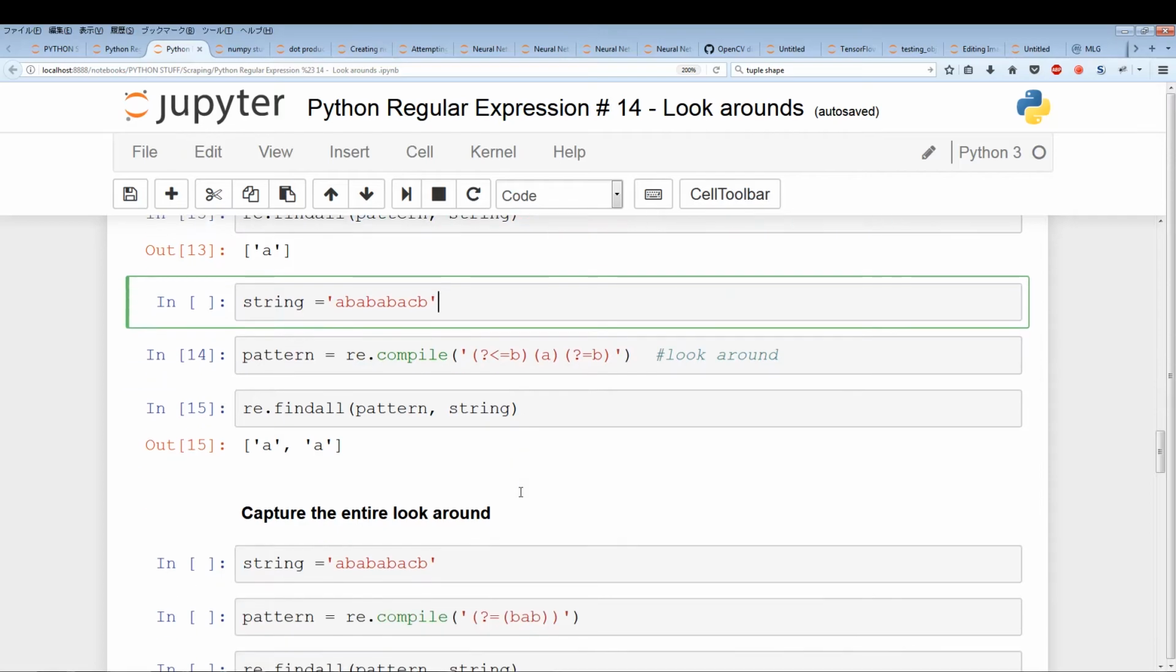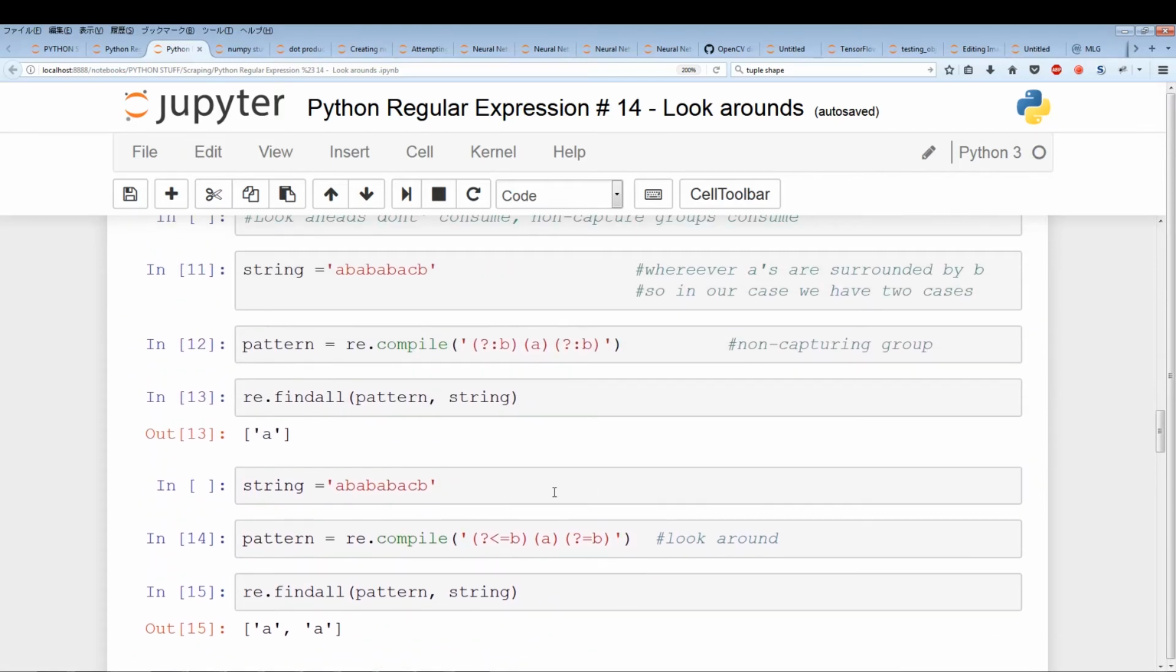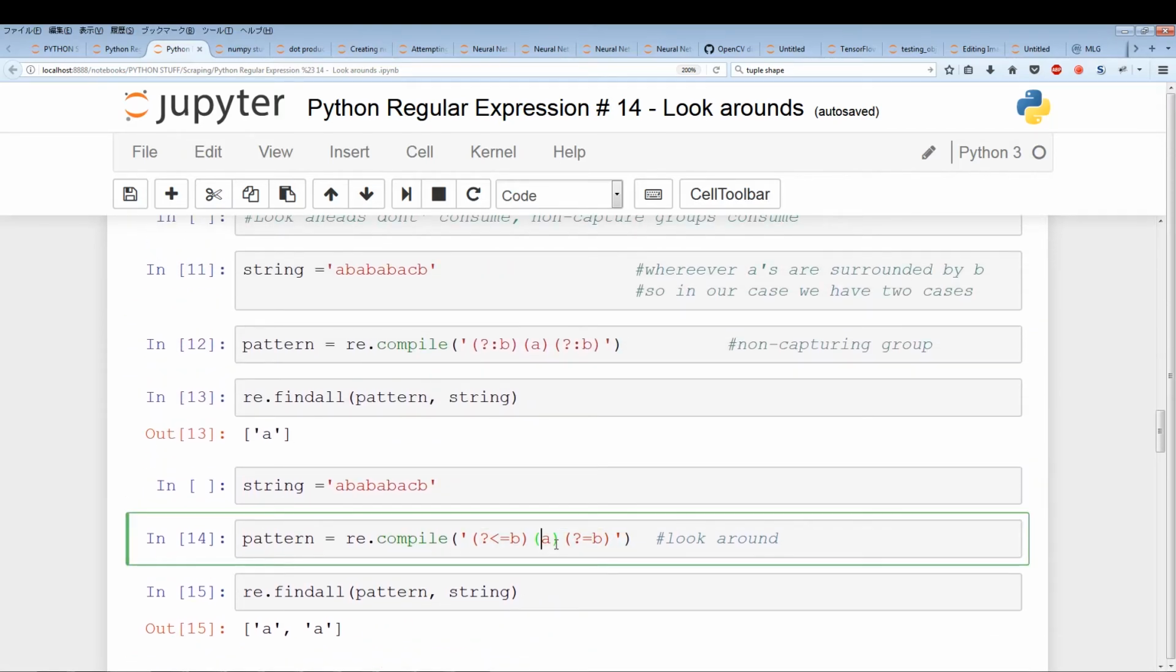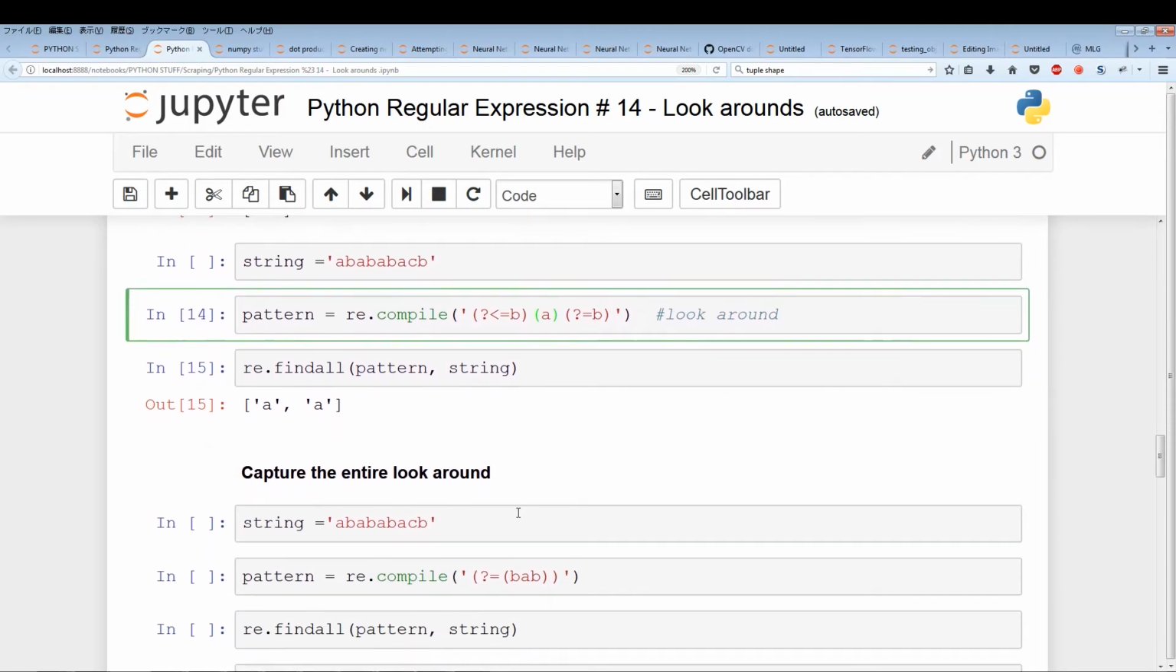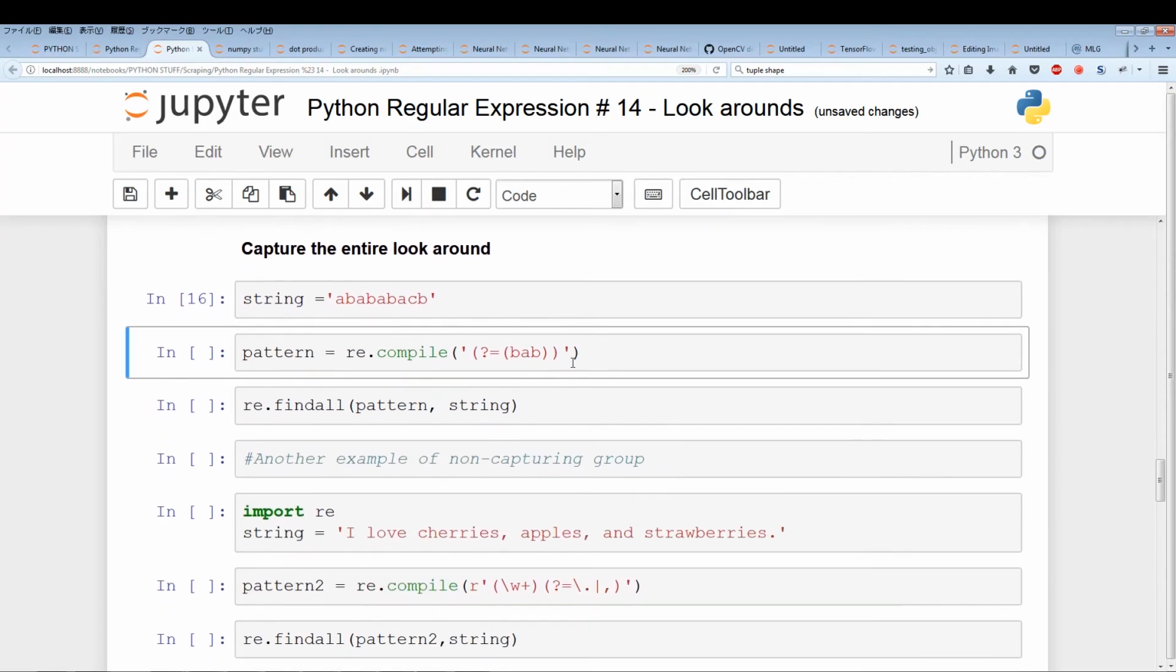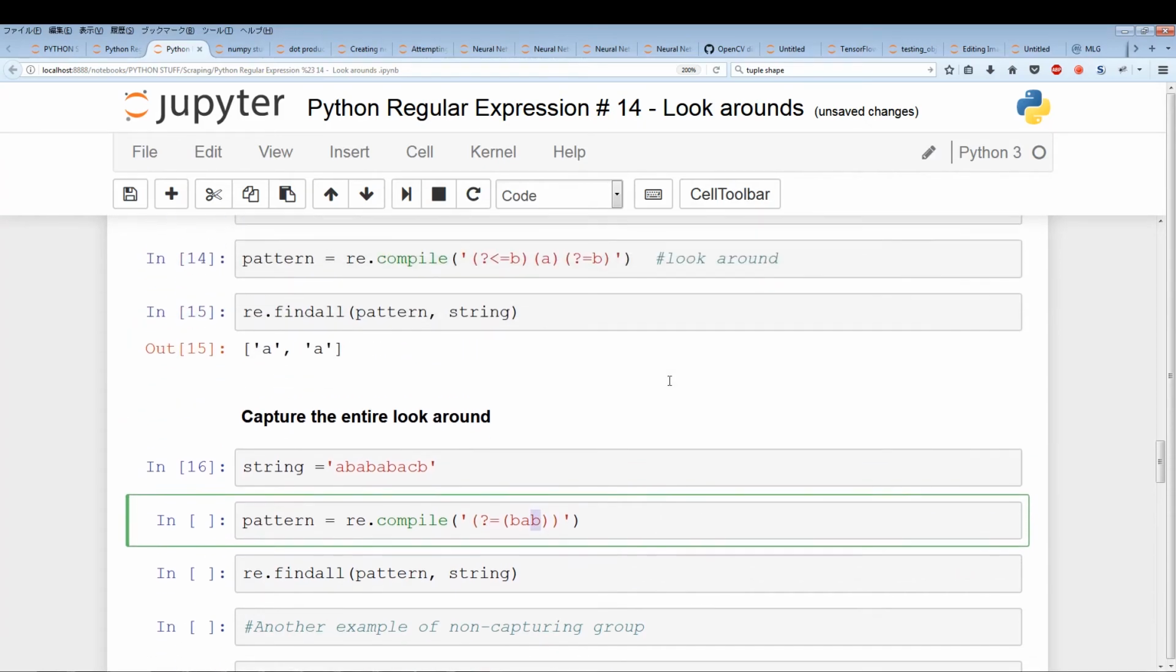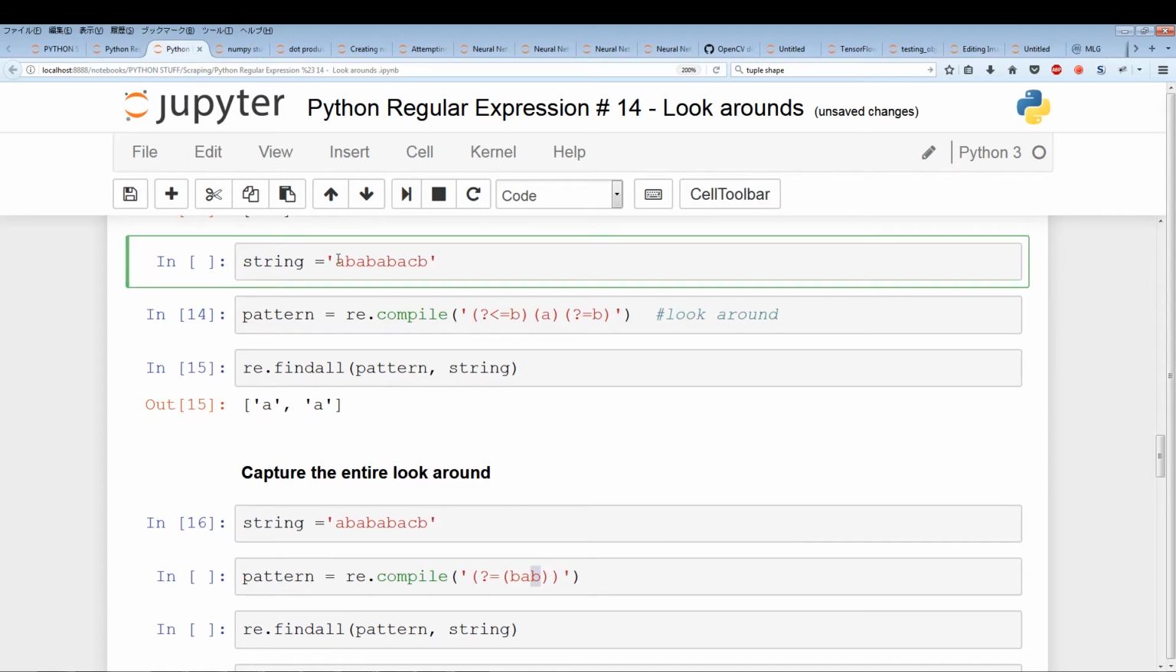Capture the entire look around. Okay, so in this case, say we wanted to check if there's a B behind and there's a B in front, and also capture the entire group instead of just the A. So here we're just capturing the A's. What you can do is you can actually put parentheses around the portion you want to capture. So in this case, what I did is I made the entire thing look ahead. So what we're doing is we're looking ahead, and we're not actually capturing anything. So our entire regular expression is just this look ahead.